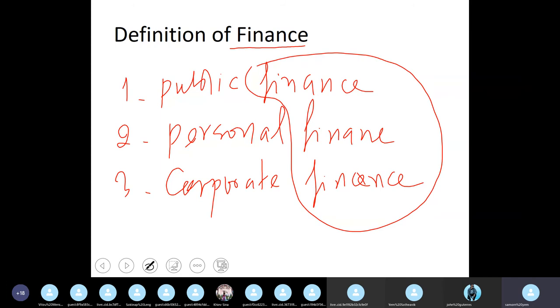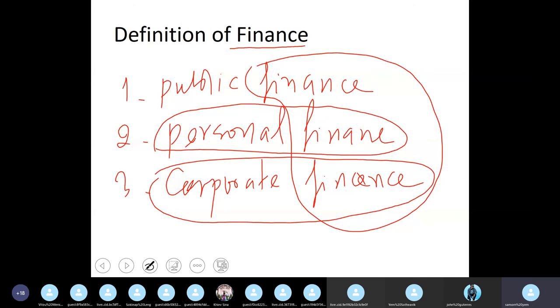Finance is not just money, but it is the art of money management. It is the way or the art of how to make money and boost money. If you talk about public finance, we have funding under the control of the government, with the Ministry of Economy and Finance running it on behalf of the government. Personal finance is the finance for all of you, or household finance. Corporate finance is the finance of the company.